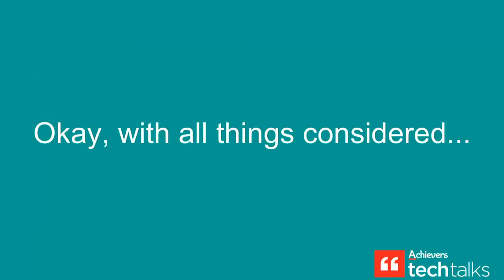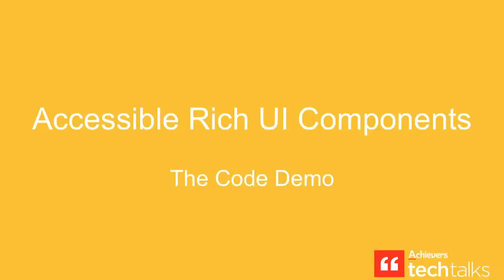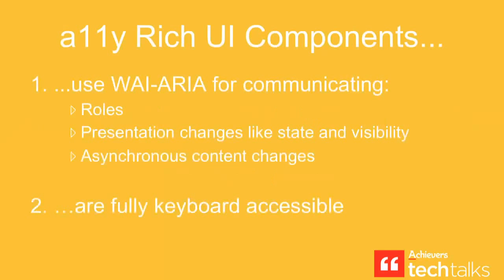Okay, so with all things considered, we're gonna get into a little bit of a code demo. When you look at any piece of a rich UI component, there are two main facets to making them accessible. First is using ARIA for communicating roles, presentation changes, and asynchronous content. We're gonna give you examples for all this in a second. And then number two is making sure that every component is fully keyboard accessible.